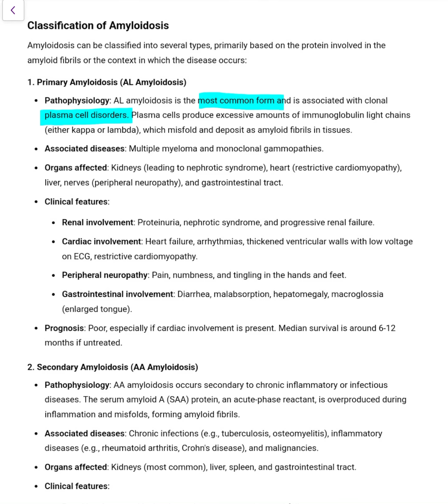So where else will we see this kind of picture? Like in the cases of multiple myeloma and monoclonal gammopathies. So what are the organs affected here? The kidneys, leading to nephrotic syndrome, the heart, leading to heart failure, restrictive cardiomyopathy, arrhythmias, etc. Liver, nerves, causing peripheral neuropathy, and the gastrointestinal tract also.